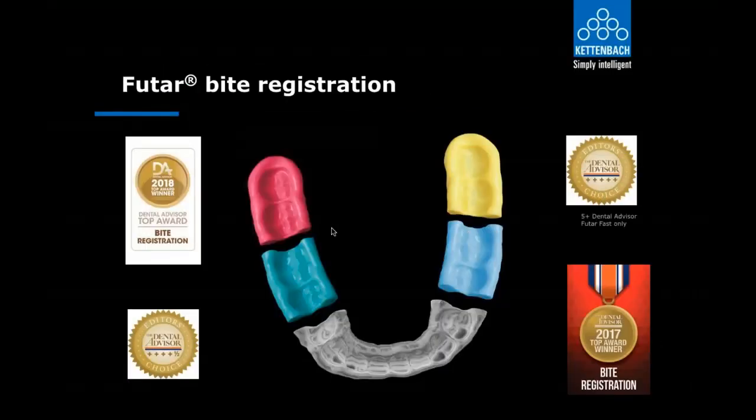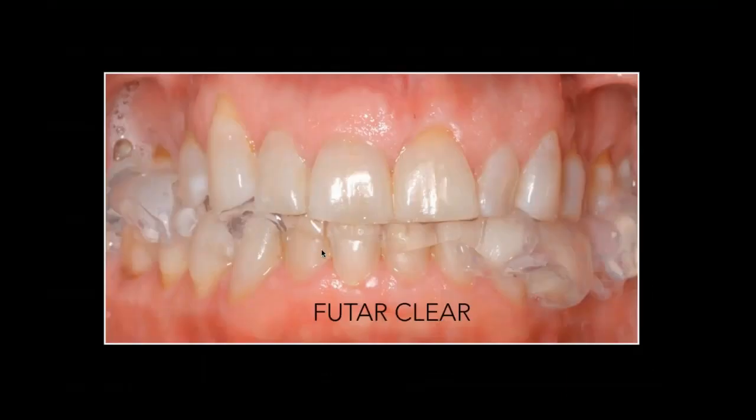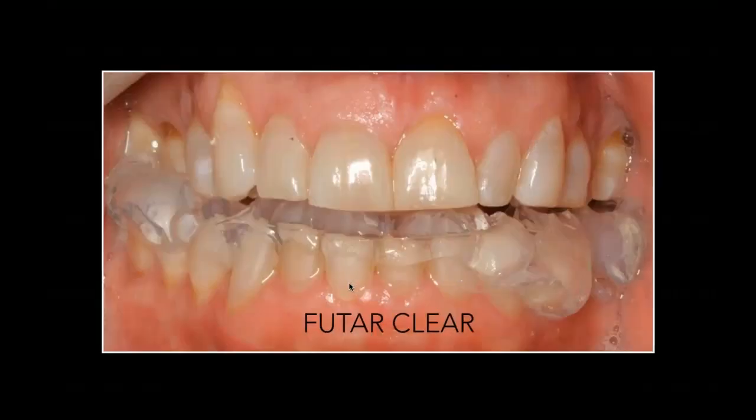So here's the Futar bite registration again. This is the clear material. Now, one of the things we all know is that when we go to take a bite on a patient, we can't always tell if they're biting into CO, if that's the position we want. So Kettenbach came out with a clear material. You can see it here. There's some saliva there, and you can actually see through this material. I have friends that are using this also for making temporaries in a tray. They take this as an impression, and they can see that it's seated properly. So you can see that the patient is biting properly, and you have a good relationship. It's a great material. And here I just had the patient open and took a photo, the previous patient.